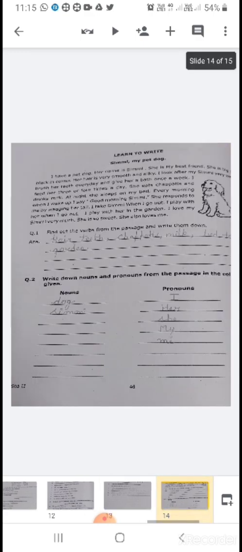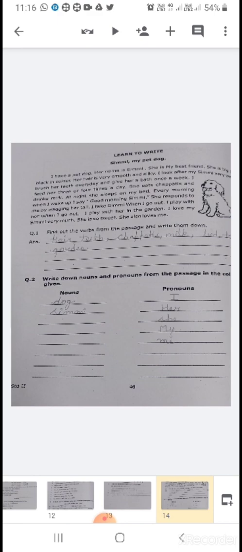Now see on the next page, here is a learn to write. Here is a paragraph. I am reading the paragraph first. Simi, my pet dog. I have a pet dog. Her name is Simi. She is my best friend. She is big and black in color. Her hair is very smooth and silky.